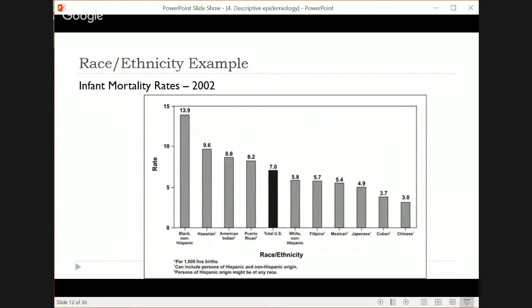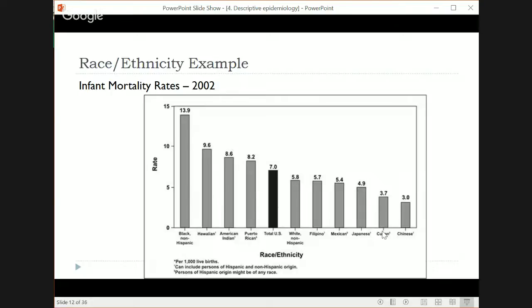In this example, I am showing you infant mortality rates for 2002 and the rates by different race ethnicity groups. The total US infant mortality rate in 2002 was 7 per 1,000 live births. Now, if you look at Black non-Hispanic, we see the rate of infant mortality is 14 per 1,000 live births. So almost double the average.